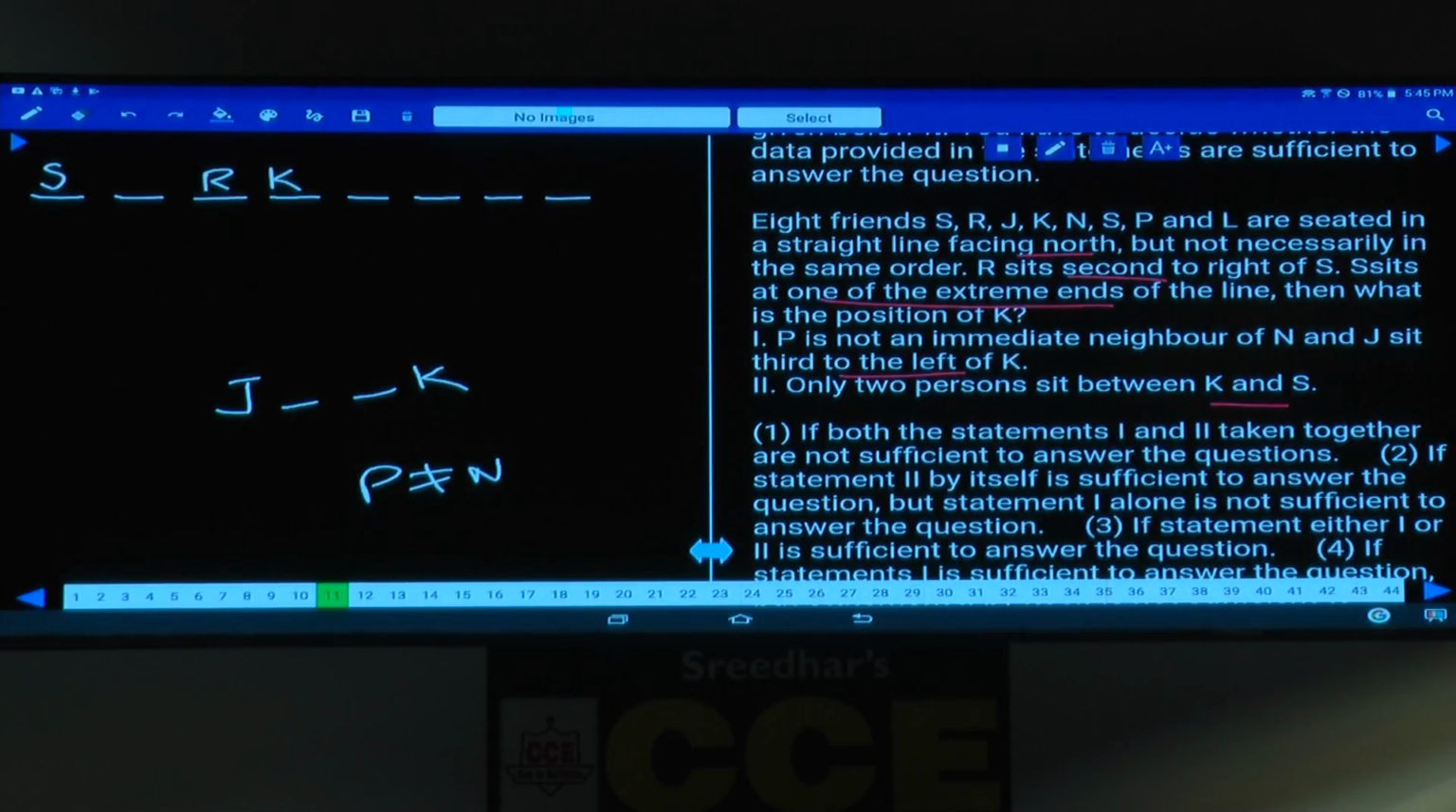Then what is the position of J? J is third to the left of K. As K is here, counting third to the left, 1, 2, 3, J must be here. Is it possible here? Now, S and J at the same place is not at all possible. Hence, we cannot identify the position of K at all. First statement?